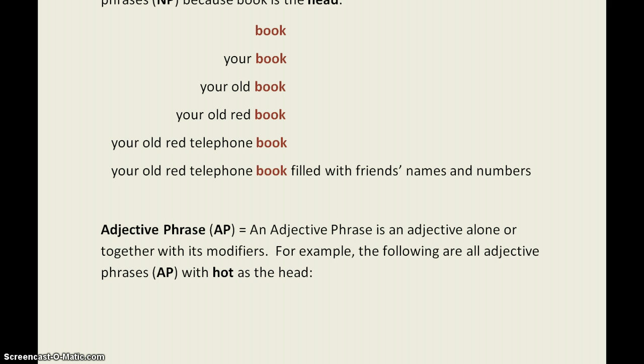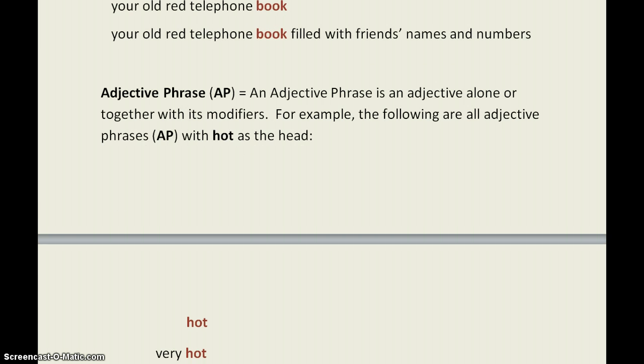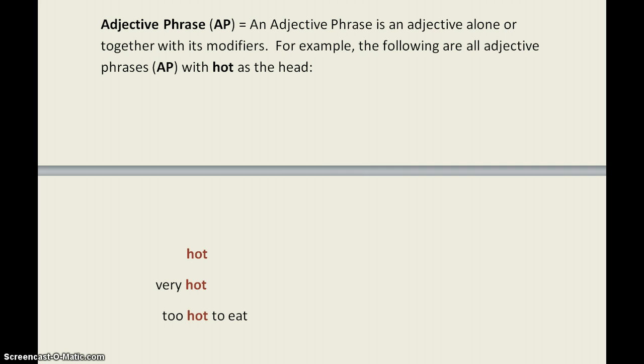Let's continue. The next kind of phrase we have in English is called an adjective phrase. So for example, an adjective phrase can be one word, like for example, hot. But very hot is also an adjective phrase because hot is the head of that phrase. It's the most important word. Too hot to eat is also an adjective phrase because the most important word in that phrase is hot, and hot is an adjective.